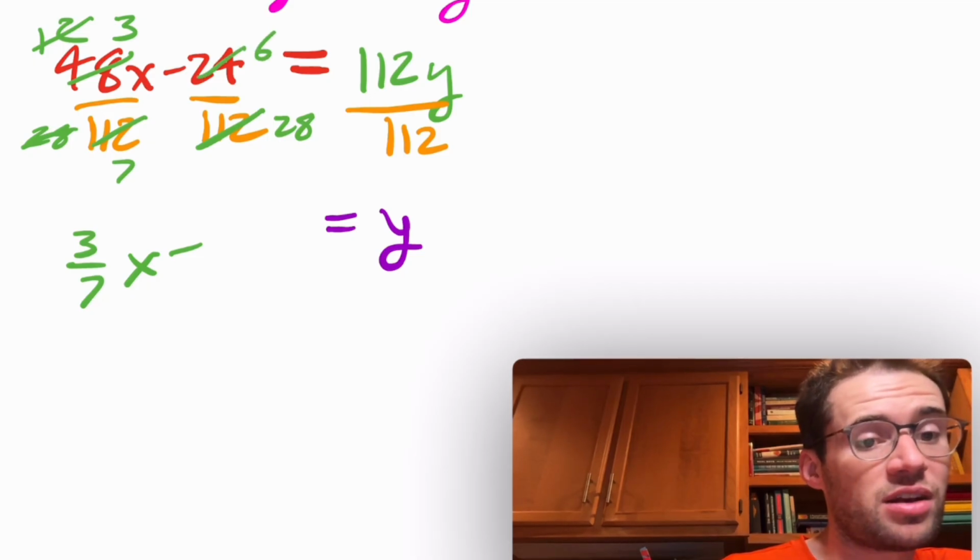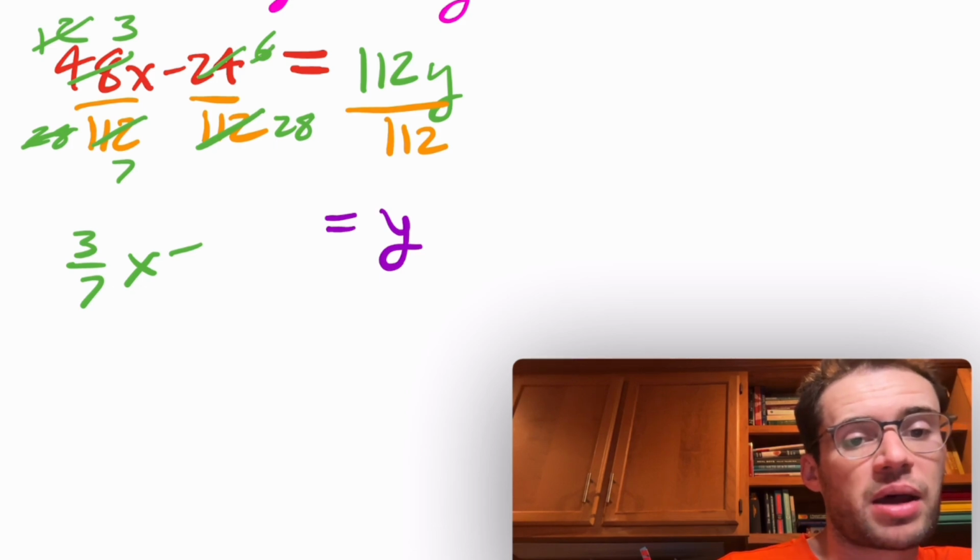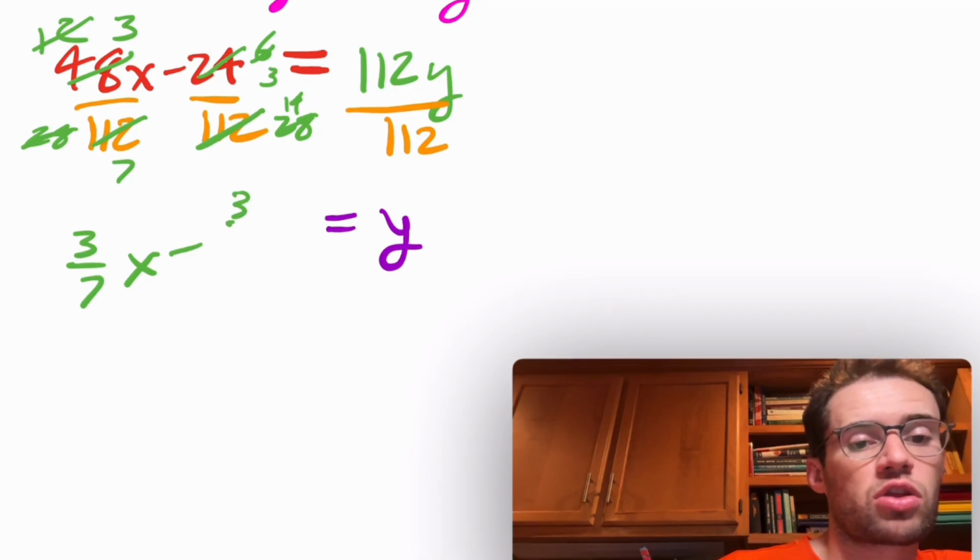Those are still both even, so I guess they're both multiples of 8. And we can divide 6 by 2, it gives us 3. 28 by 2 gives us 14. This is minus 3 over 14.